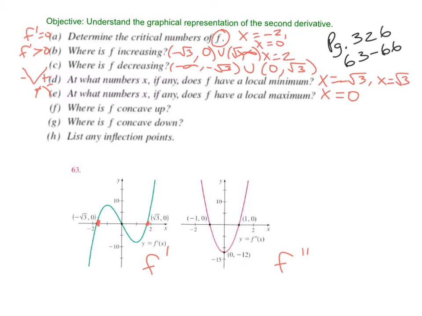Concave up, now we're on the other graph. That's f double prime is greater than 0, so above the x-axis. That is negative infinity to negative 1, right? This is where the graph is above the x-axis, and then 1 to infinity. Concave down, the second derivative is less than 0, below the x-axis. Negative 1 to 1. And then inflection points, where does this graph change from positive to negative or negative to positive? So that is our negative 1 and 1.